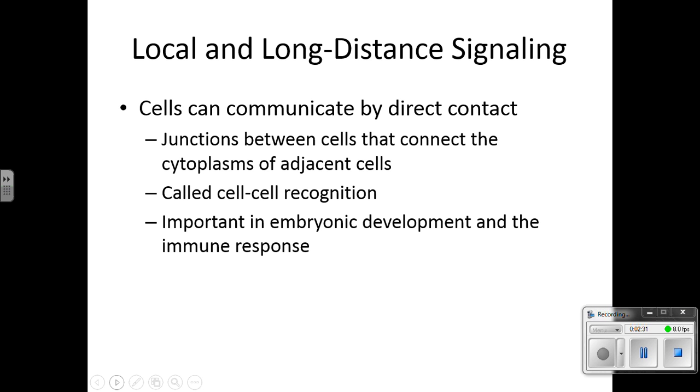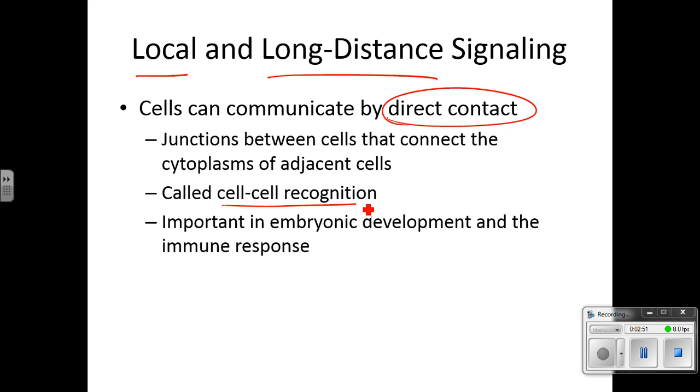So there's two different basic types of signaling. Think about it kind of like telephones. You can do local or you can do long distance. So some cells are going to communicate by direct contact. One cell is actually in contact with another. There are small junctions between the cells that connect the cytoplasms of adjacent cells. It's called cell-to-cell recognition. This is really important in embryonic development and the immune response.